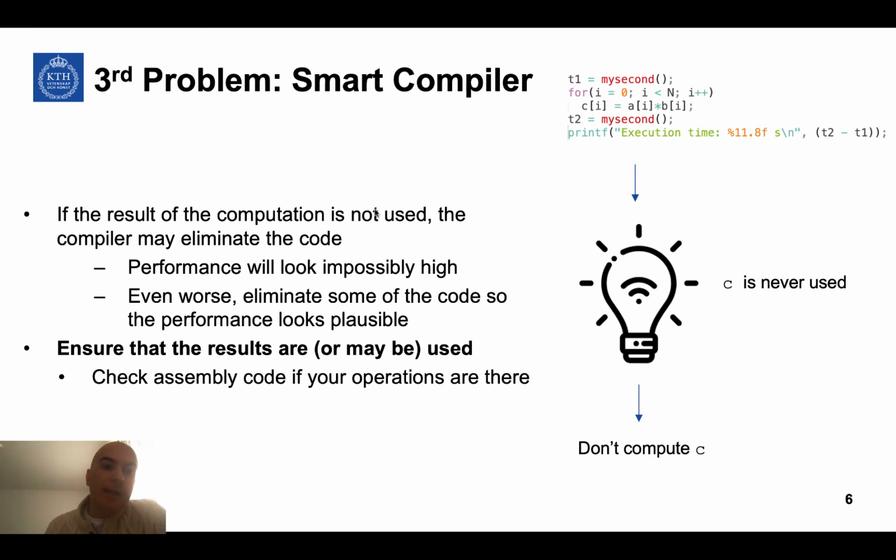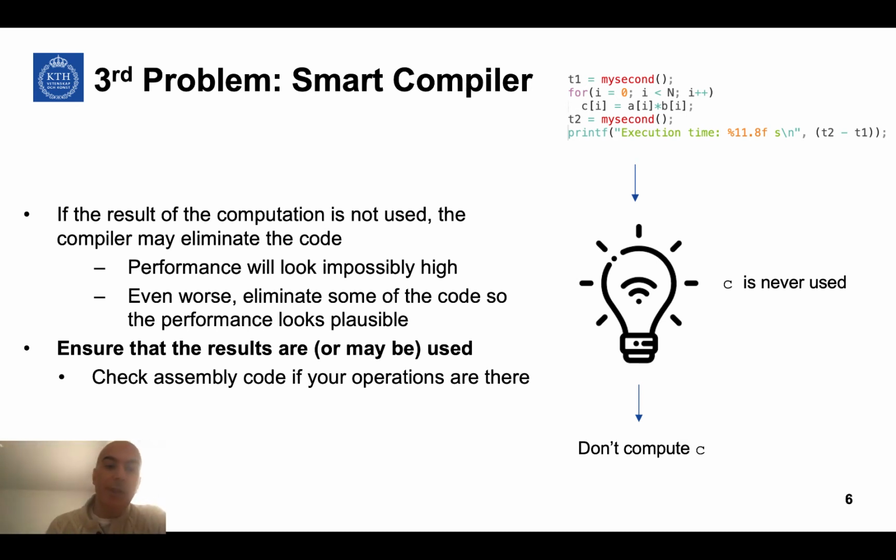So if the results of the computation are not used, like in this very simple example, the compiler might eliminate the code. So the performance will look impossibly high, like basically there's no code, so there's no operation here, so the performance will be very, very good. In some cases, it also might give some performance results that might look plausible, still eliminating part of the code. So this is even trickier to catch, right?